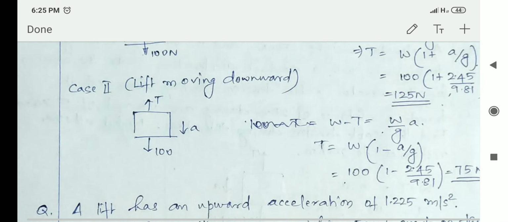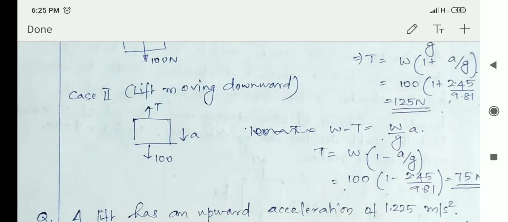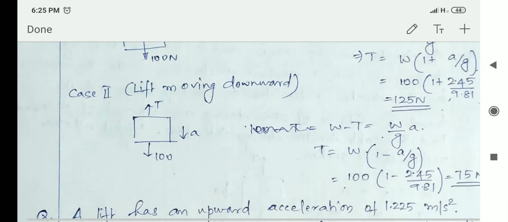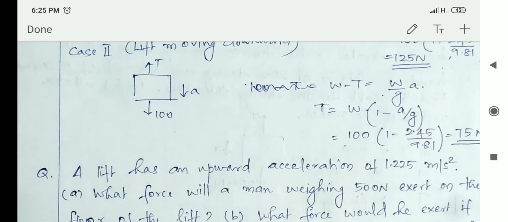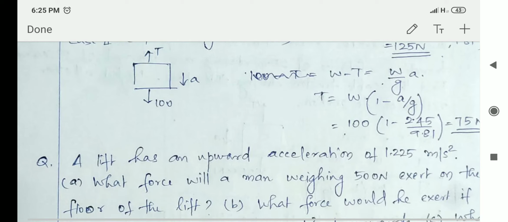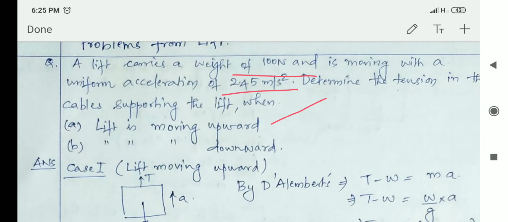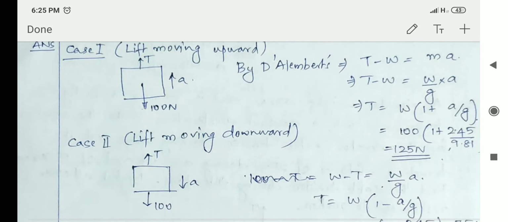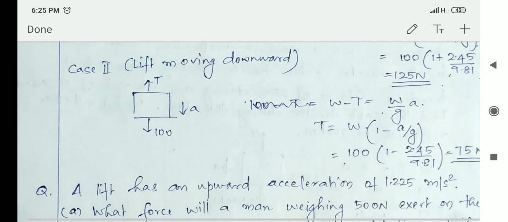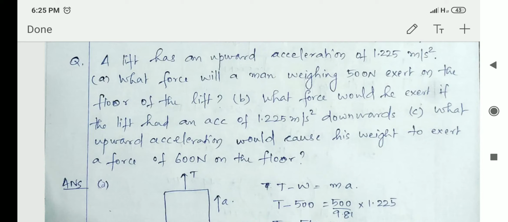So please check the results. As the lift is moving upwards, a person feels 125 Newton more weight, and as the lift is moving downwards, will feel weightlessness. That is, the weight has reduced to 75 Newton. For the same person whose real weight is 100 Newton, he'll be feeling overweighted when moving upward and underweighted when he's moving downwards. Okay. So the next question, a lift has an upward acceleration of 1.225 meter per second square.